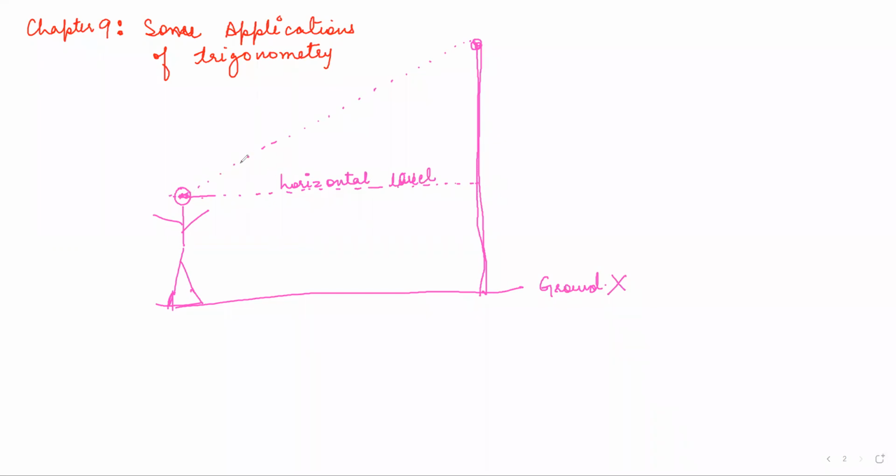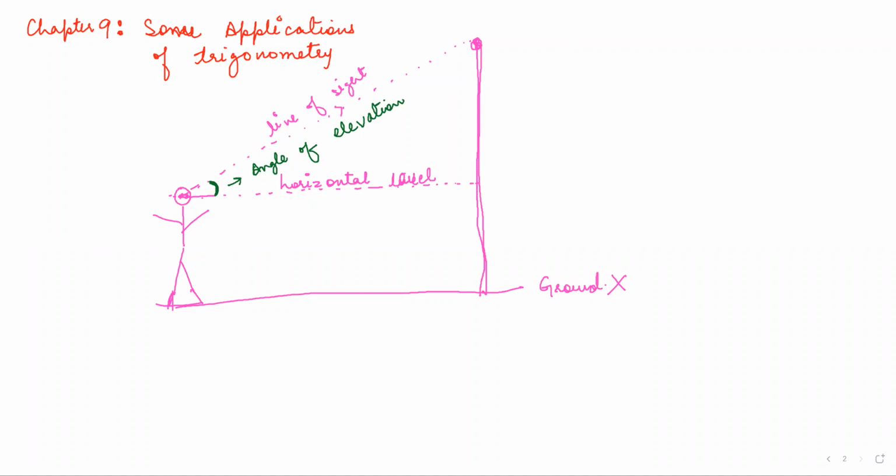And if the person is looking at the top here, this is the line of sight. We call it the line of sight. This way the person is looking. Now you can see in this picture you have two lines, so obviously an angle is formed between these two lines. This angle is called the angle of elevation.